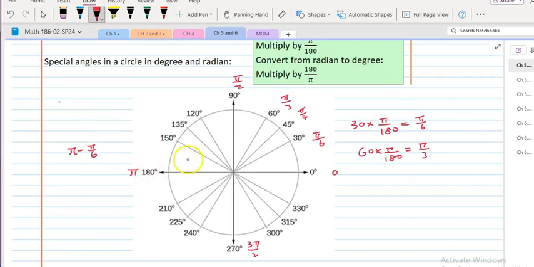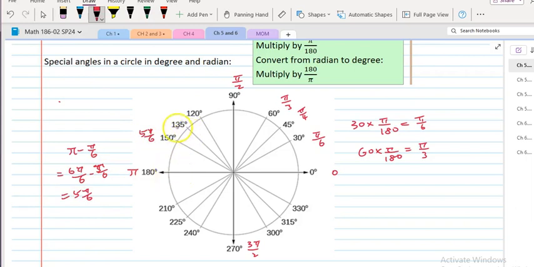Because it's pi minus 30 degrees, which is pi over 6. Just so, always remember this. And then pi minus pi over 6 is 6 pi over 6 minus pi over 6. That is equal to 5 pi over 6, right? So this would be 5 pi over 6.